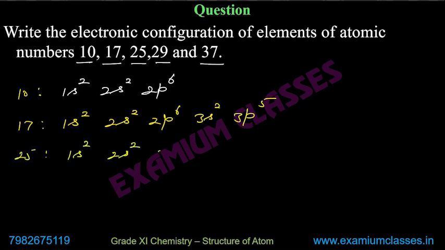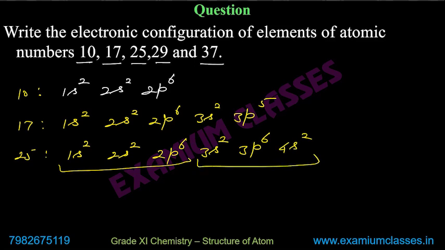1s2, 2s2, 2p6, 3s2, 3p6, 4s2. Remember, up to here we have 20. So you can memorize: up to here you will always have 20. After that you have 5, and after that you have 3d. You will write only 5.